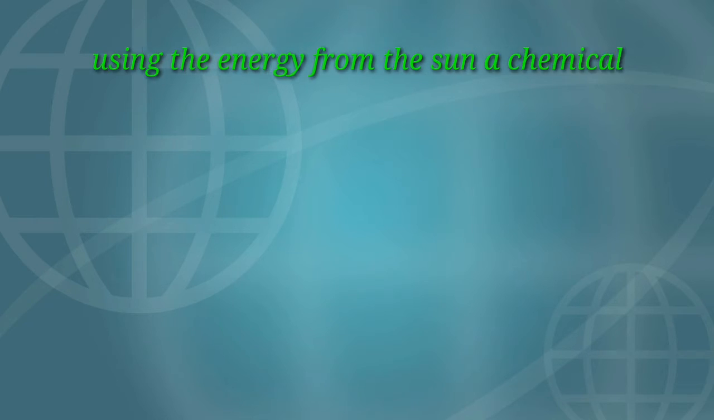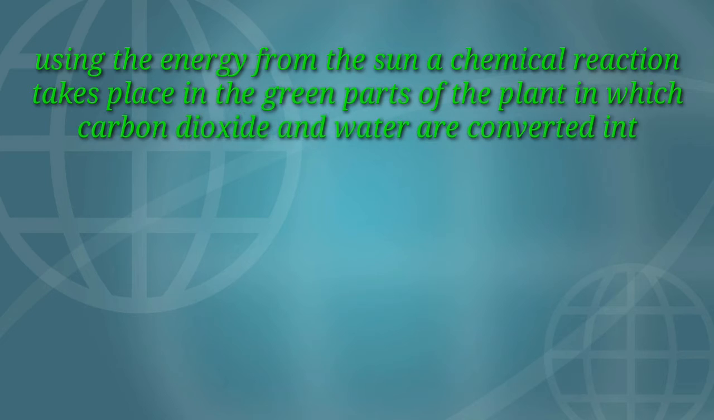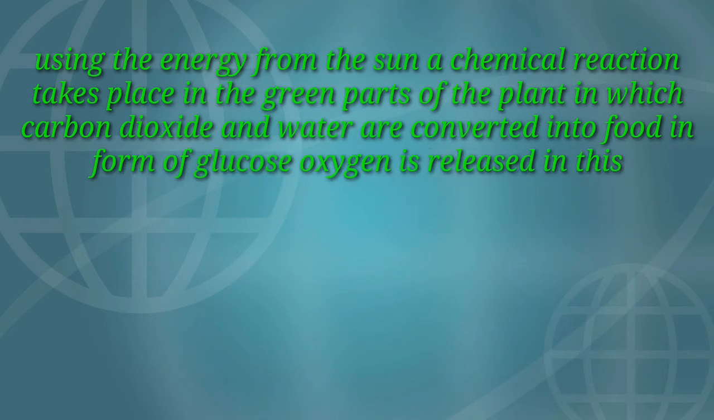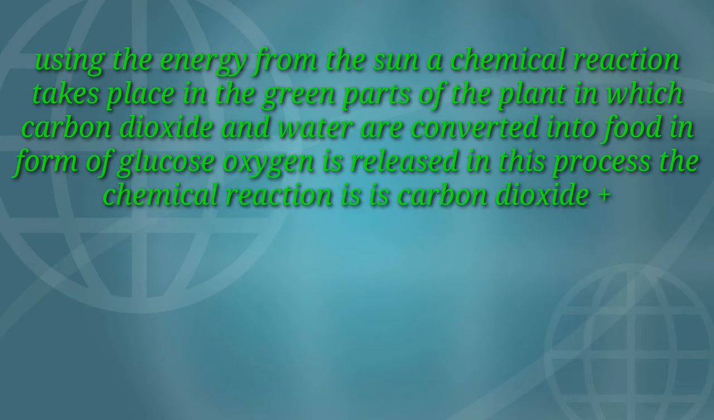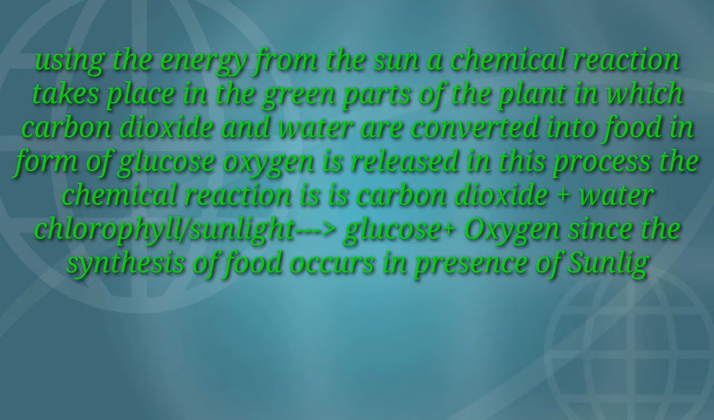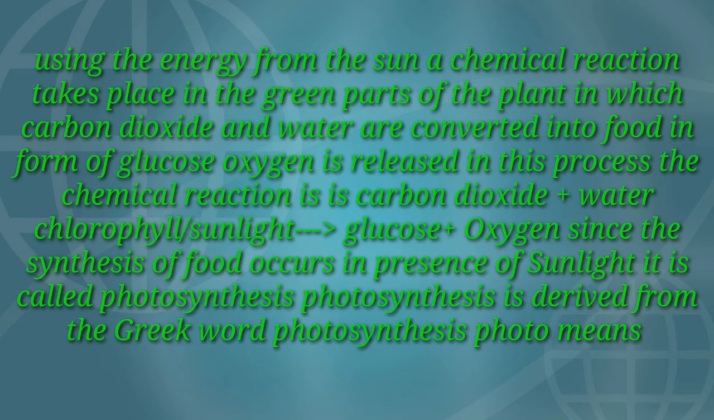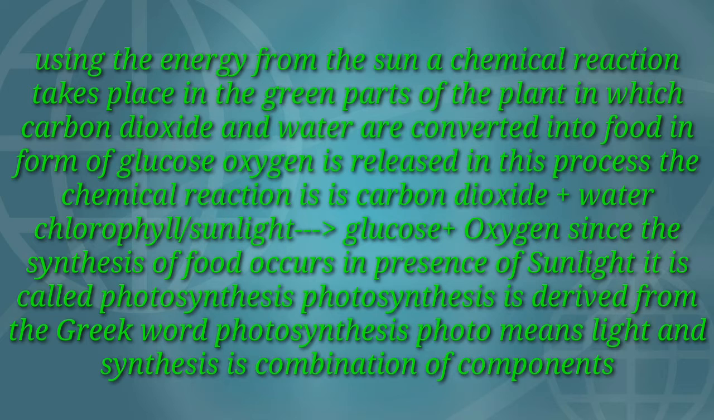Using the energy from the sun, a chemical reaction takes place in the green parts of the plant in which carbon dioxide and water are converted into food in the form of glucose. Oxygen is released in this process. The chemical equation is: carbon dioxide plus water, in the presence of chlorophyll and sunlight, gives glucose plus oxygen. Since the synthesis of food occurs in the presence of sunlight, it is called photosynthesis.